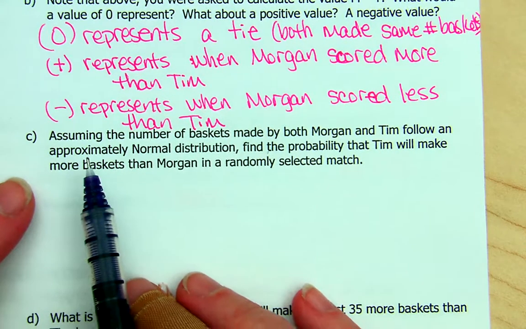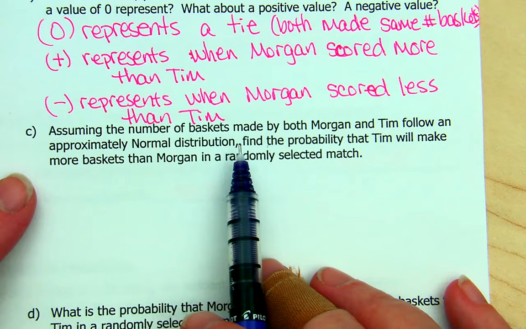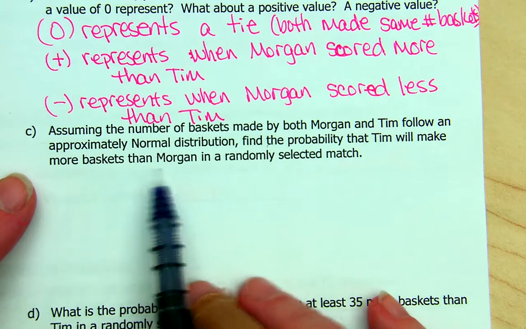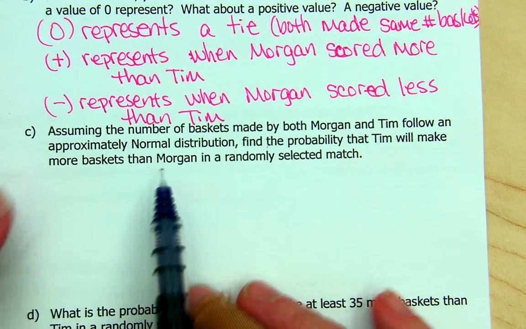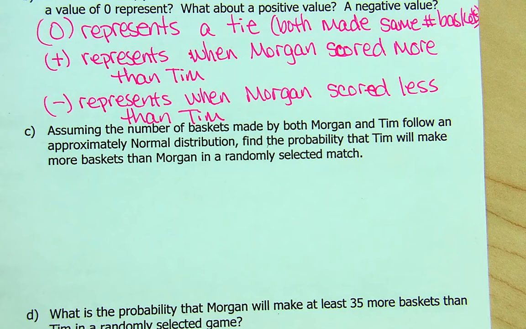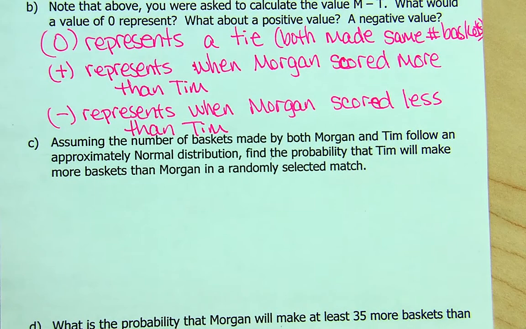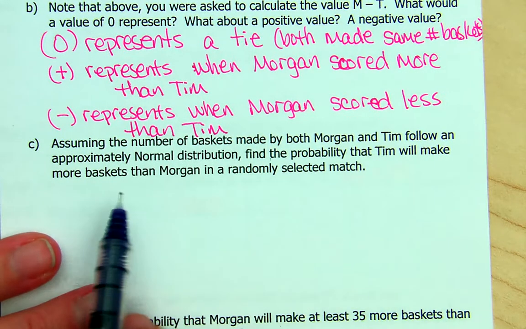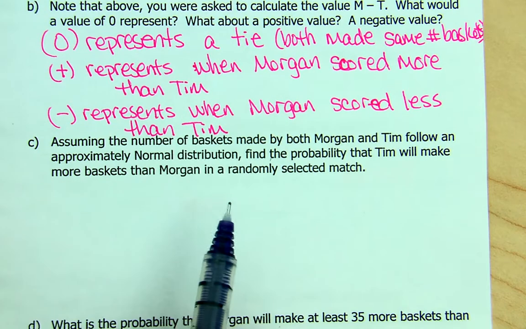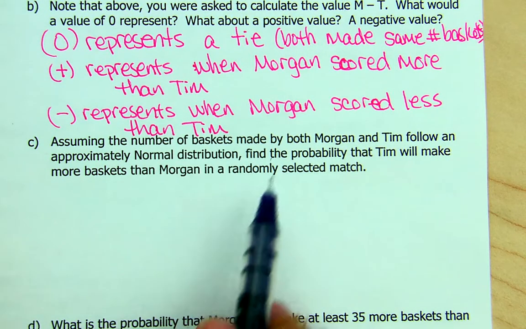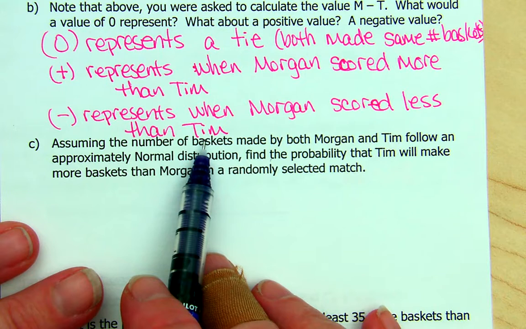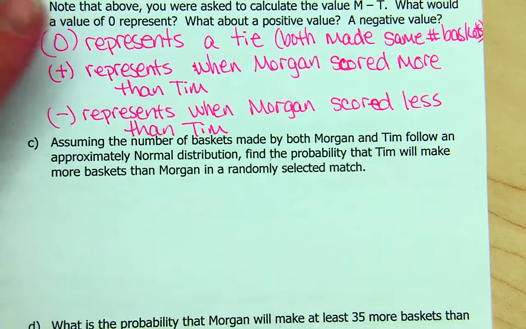Okay, part C says assuming the number of baskets made by both Morgan and Tim follow an approximately normal distribution, find the probability that Tim will make more baskets than Morgan in a randomly selected match. So that means, am I going to be getting a positive score, a negative score, or 0, if I'm thinking Tim makes more than Morgan? Negative. Okay? So we're going to say that Morgan scored less than Tim. So we're looking for a negative value.